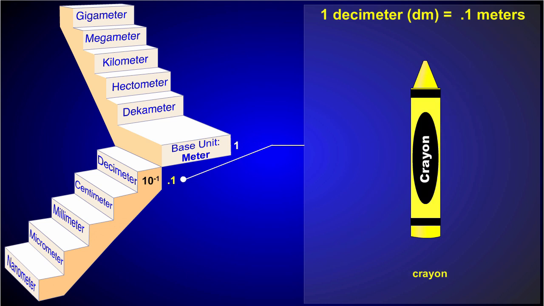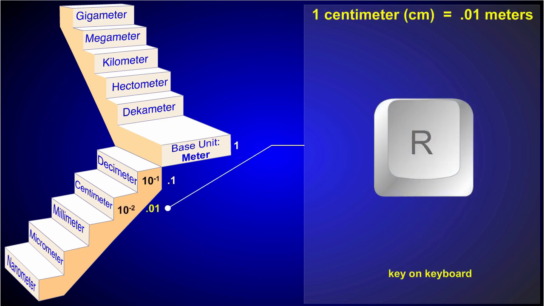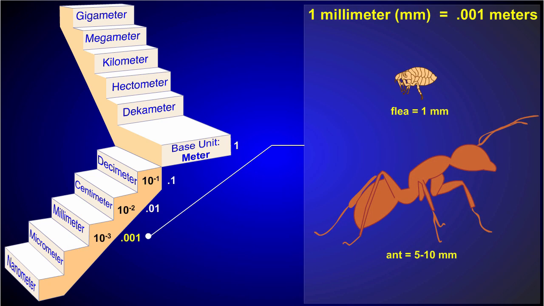Decimeters are 10 times smaller than meters. A decimeter is equal to 1/10 of a meter, or about the length of a crayon. Centimeters are 100 times smaller than meters. A key on your keyboard is about a centimeter in length. Millimeters are 1,000 times smaller than meters. A flea is about a millimeter in length, and ants are around 5 to 10 millimeters.